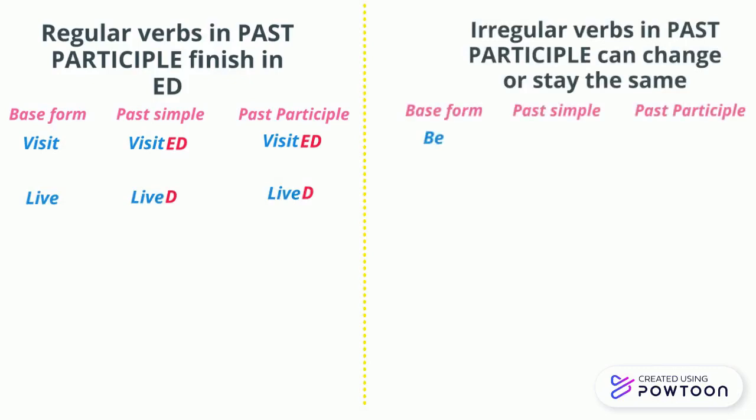For example, be, past simple, was or were. Past participle, been. Es diferente. En el caso de had, su pasado simple es had, su pasado participio también es had. Entonces algunos verbos van a cambiar en pasado participio y otros se van a mantener igual que el pasado simple.